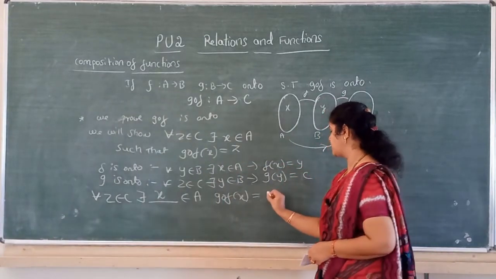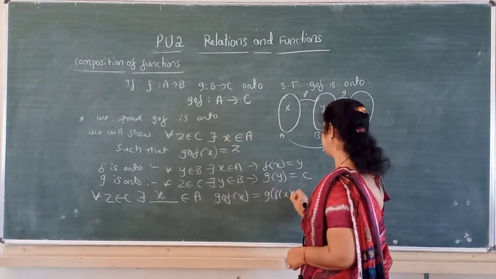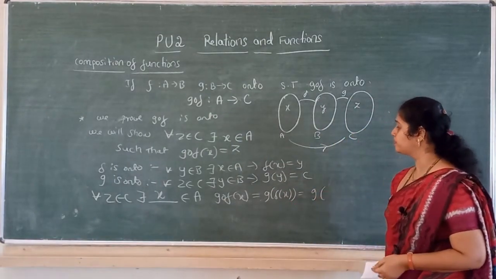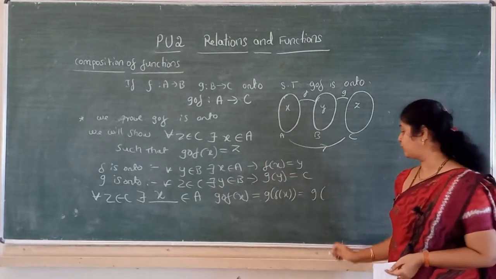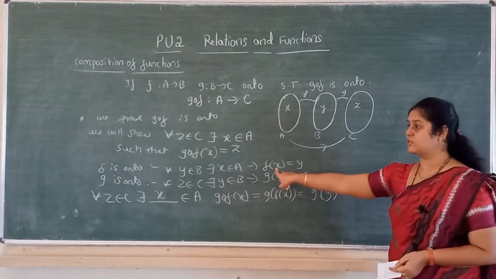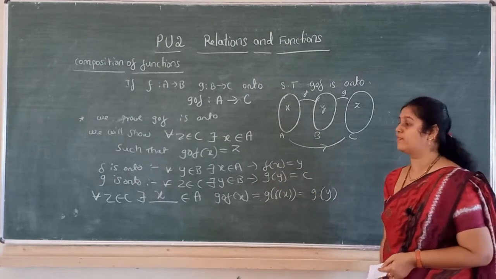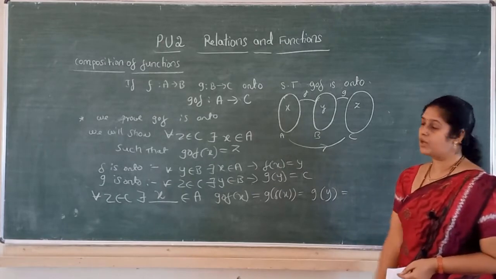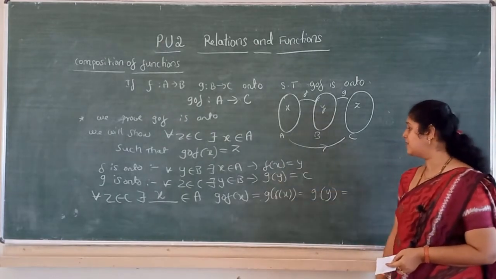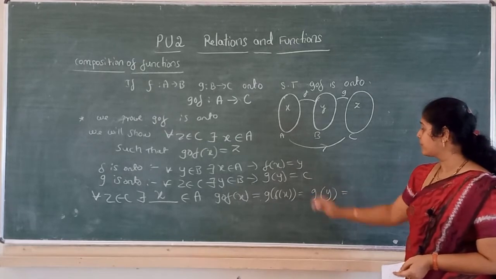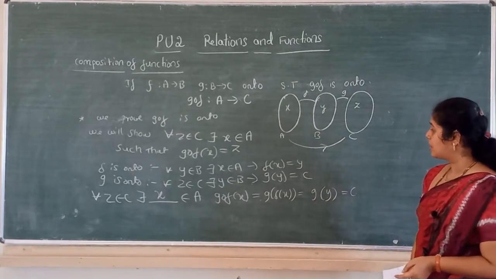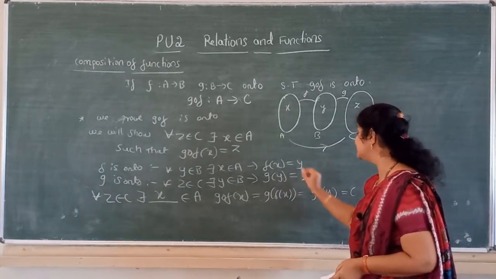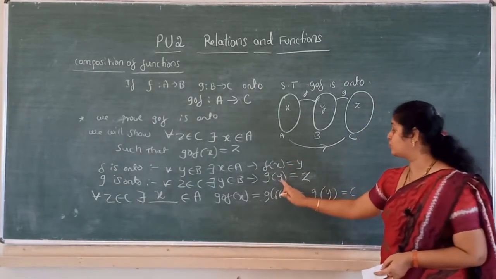Now what is g of f of x? This is equal to g of, what is f of x? F of x is y, because f is onto. Already I wrote f is onto, so f of x is y. Now I got g of y. What is g of y? G of y is equal to z.